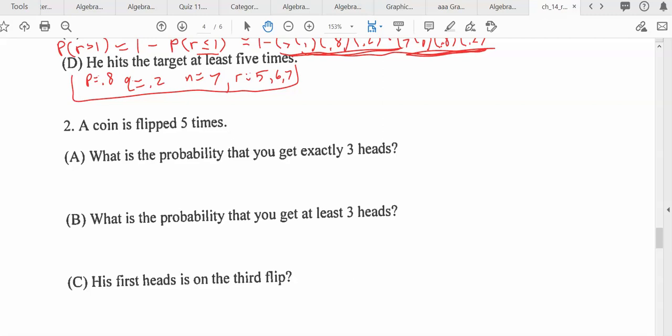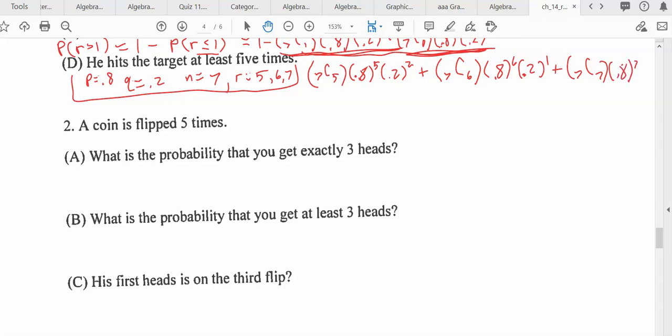So it'd be NCR, which is 7 choose 5, times 0.8 to the 5th, times 0.2 to the 2nd, plus 7 choose 6, times 0.8 to the 6th, times 0.2 to the 1st, plus NCR, so it would be 7 choose 7, times 0.8 to the 7th, times 0.2 to the 0. And you type that in your calculator and you get an answer.